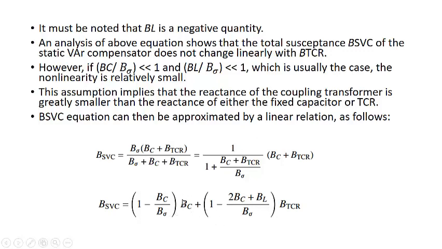This is the linear relation of the FCTCR with coupling transformer. You can see when BTCR is 0, this will be only this much. When BTCR is equal to BL, we have this much of value present. So in that case we can calculate it. This will vary linearly.